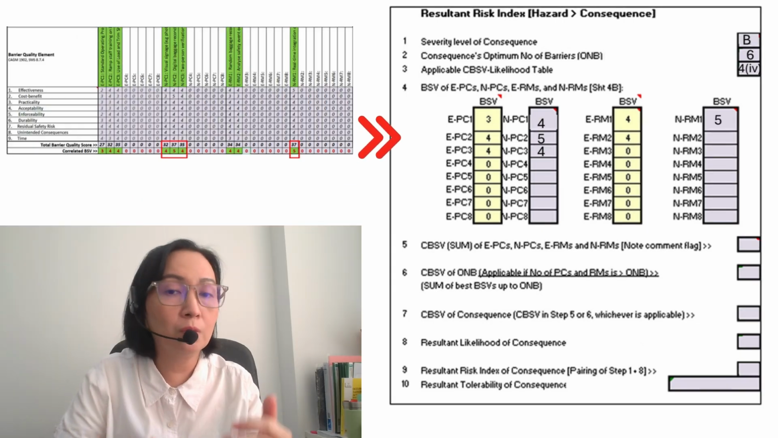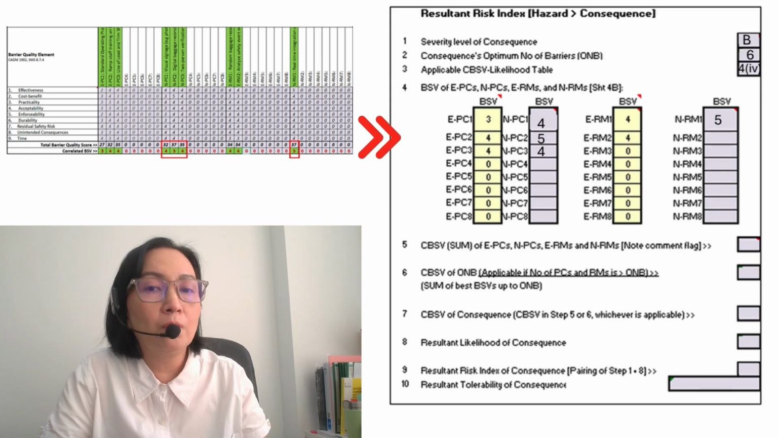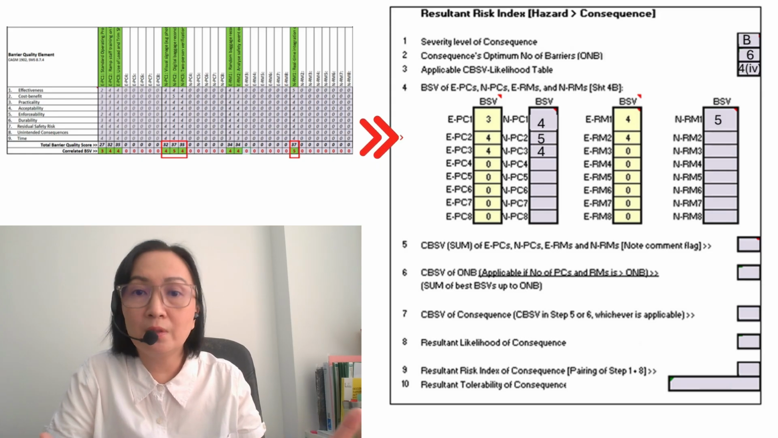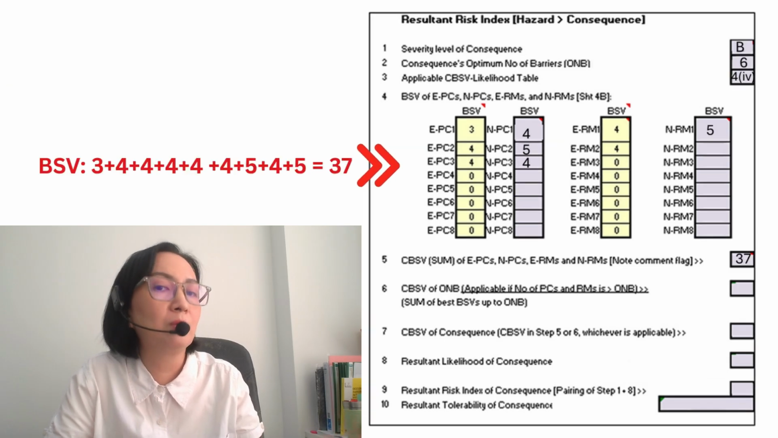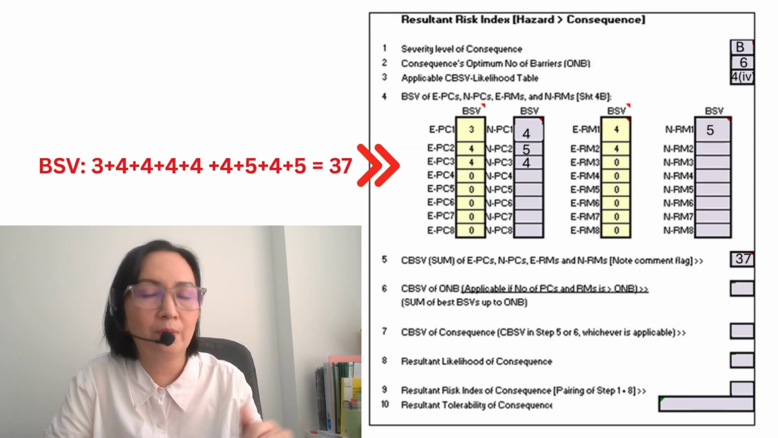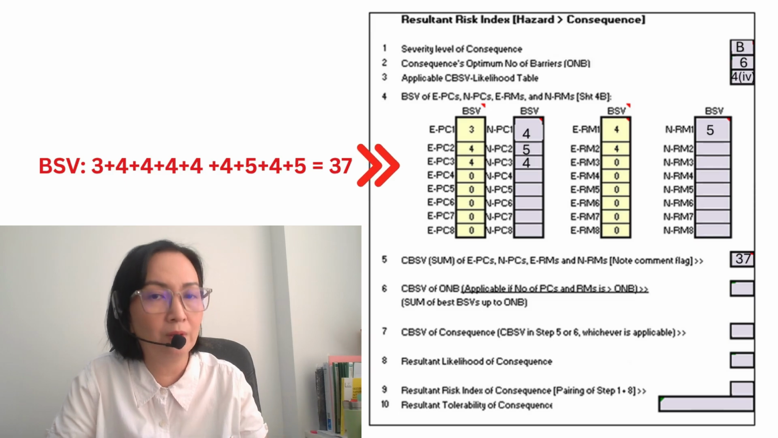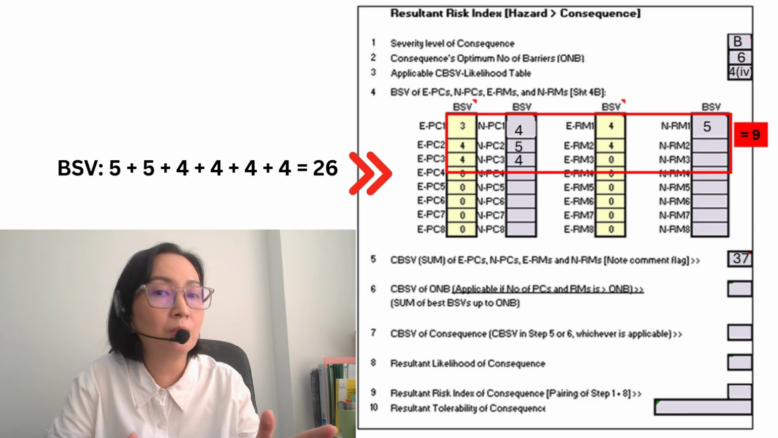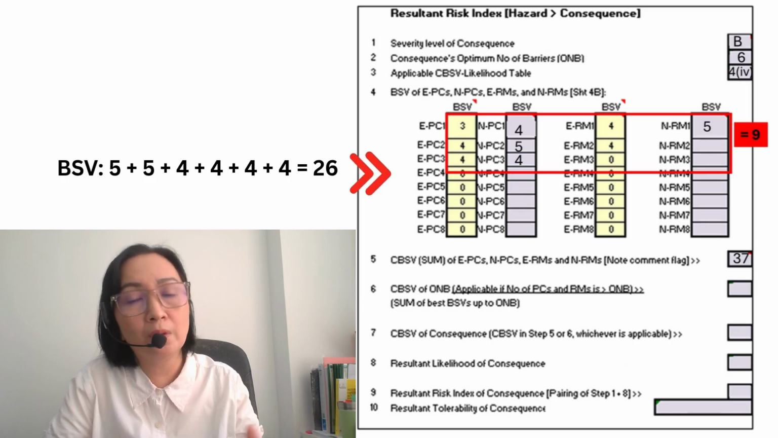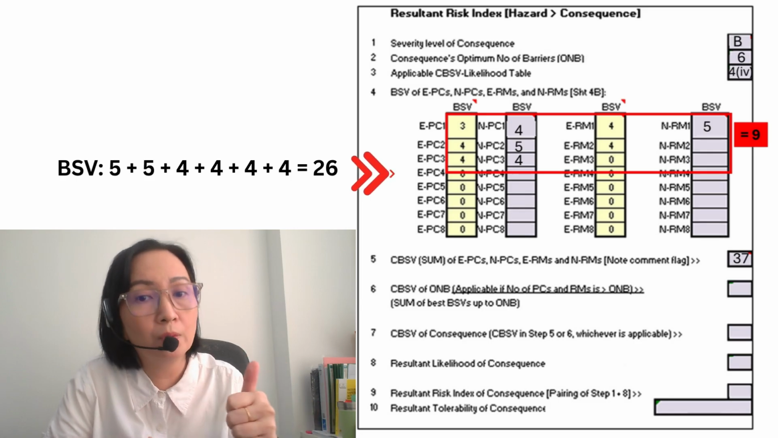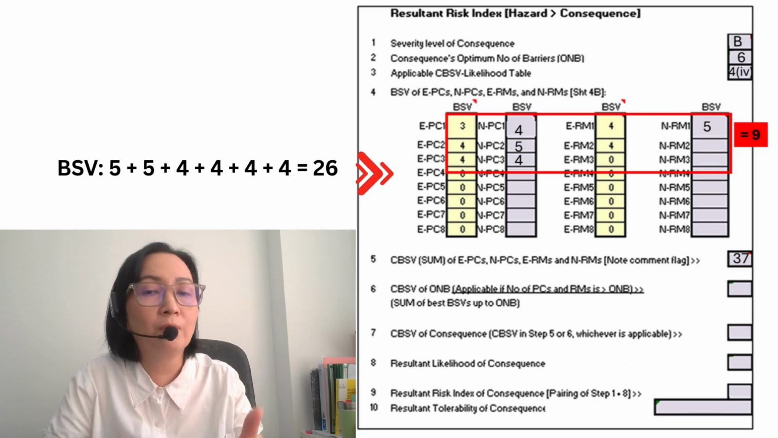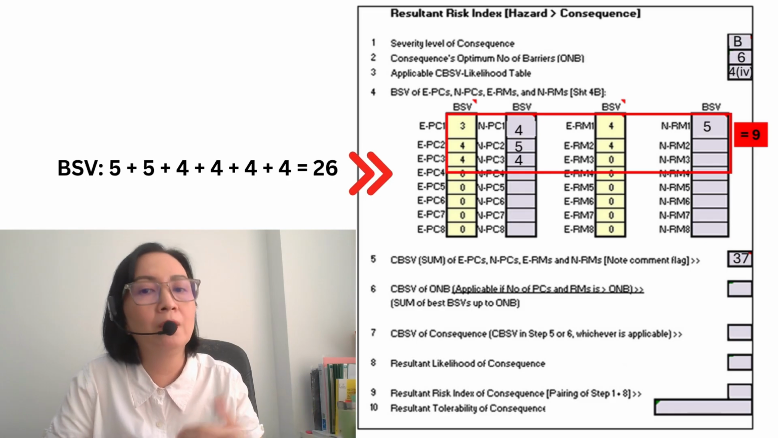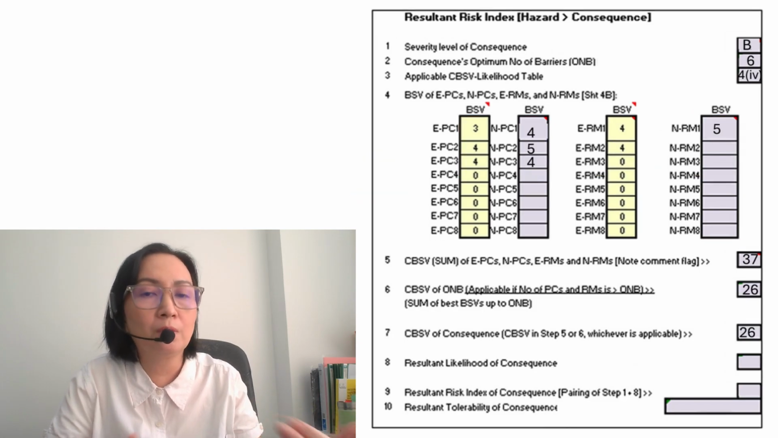Example BSV scores. New PC 4, 5, 4. New RM 5. Now total all BSVs: 3 plus 4 plus 4 plus 4 plus 4 plus 4 plus 5 plus 4 plus 4 equals 37, step 5. Step 6, compare to ONB. ONB for severity B equals 6. We now select the 6 highest BSV values from the total: 5 plus 5 plus 4 plus 4 plus 4 plus 4 equals 26. Step 6, record the sum as 26.